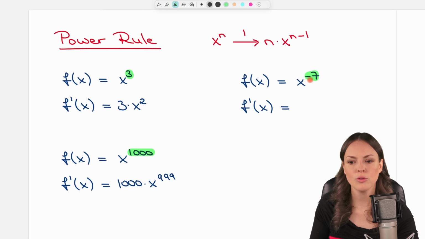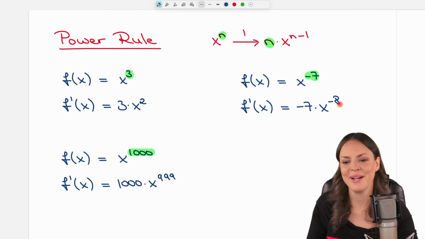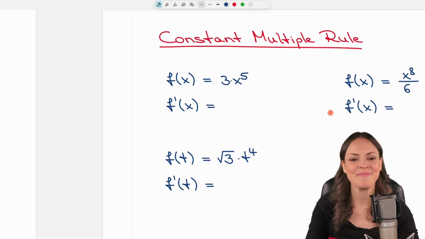But this is the structure. We have x to the power of a number, which means you take this number, the negative 7, and then you multiply it by x to the power of, and then you decrease your exponent by 1. So negative 7 minus 1 equals negative 8. You have to be a little bit more careful with the negative numbers, but this is the rule.